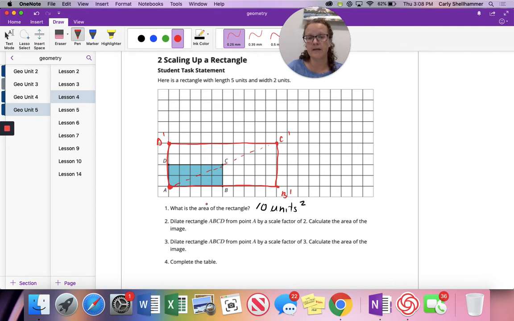Calculate the area of the image. So this side is now 10, and this side is 4. So I'm at 40 units squared.